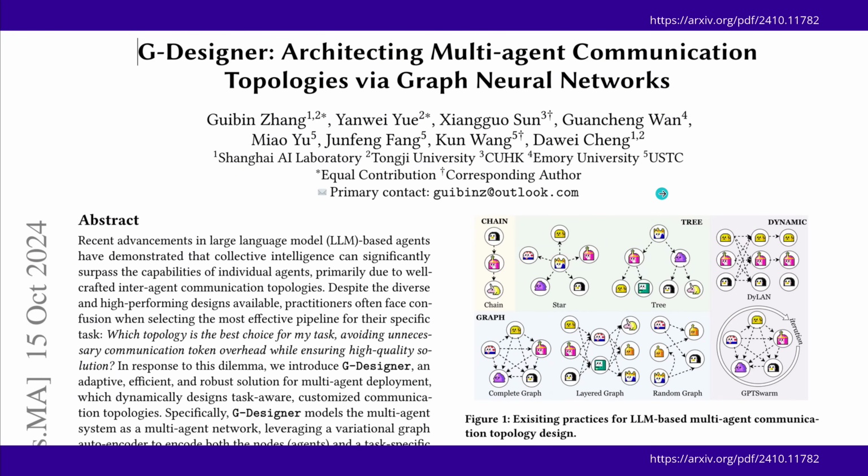By the way, this is the study I was talking about for the last 5 minutes already. G-Designer, architecting a multi-agent communication topology via a graph neural network. Shanghai AI Laboratory, Tongji University, whatever this is, beautiful. Have a look at this. This is really fun to read, but you have to know a little bit the tools of the past of AI. So you have to have experienced the last 1 or 2 years of AI, and then this should be no problem at all for you.